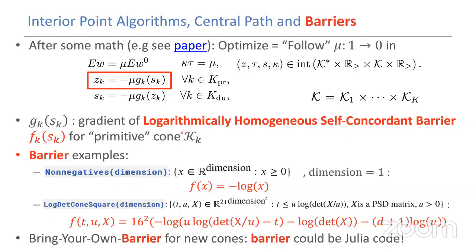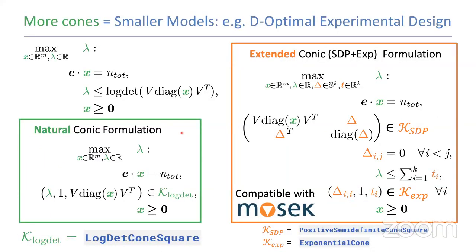Why do I care about having more cones? I mentioned that more cones allow you to do more natural models, or at least more smaller models. So let me show you only one example. This is a problem called the optimal experimental design. Basically, it's trying to design a linear regression experiment that will give you a predictor that has the minimum variance.